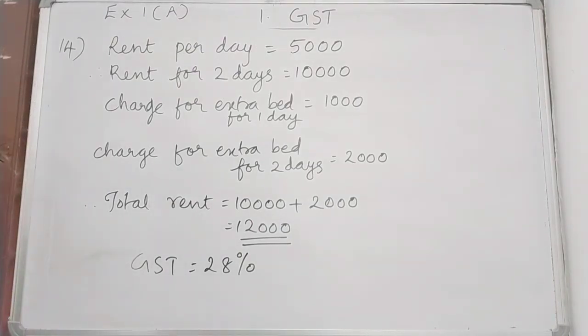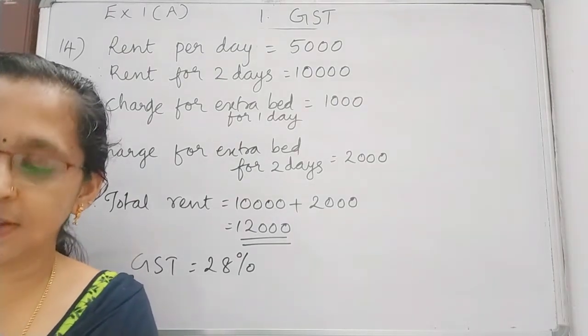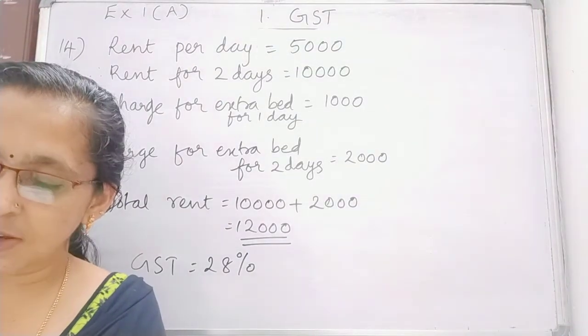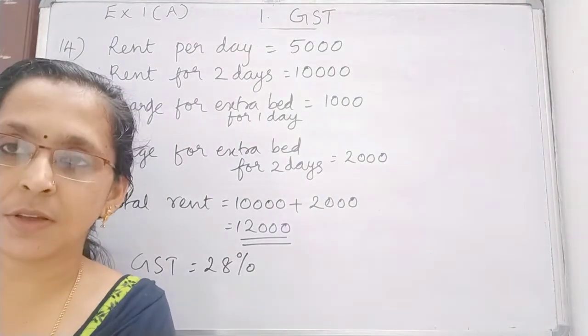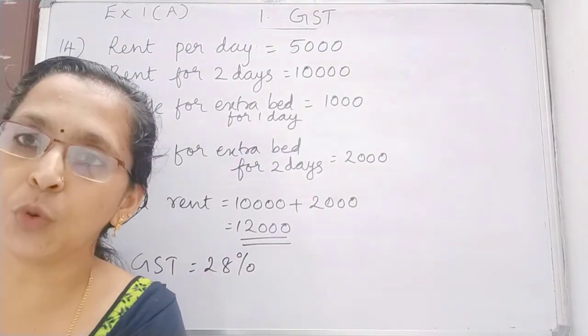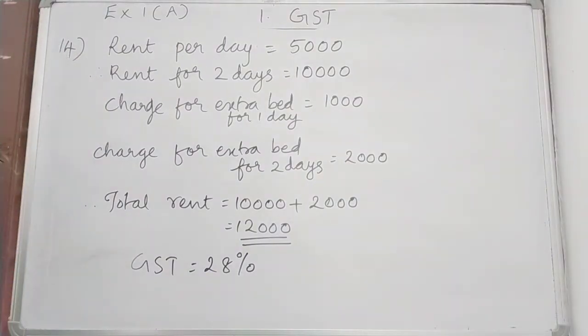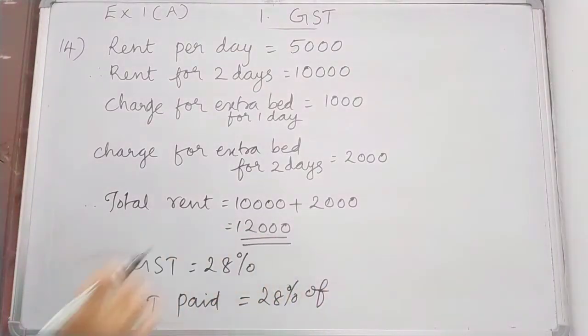What is our question? Read the question once again. How much GST at the rate of 28% is charged by the hotel in the bill to Mr. Malik for both the days? We want to find only the GST. So how much GST that person has to pay, not the total amount. GST paid is equal to what? Amount is how much? 12,000. So GST paid for both the days will be 28% of this amount, 12,000.